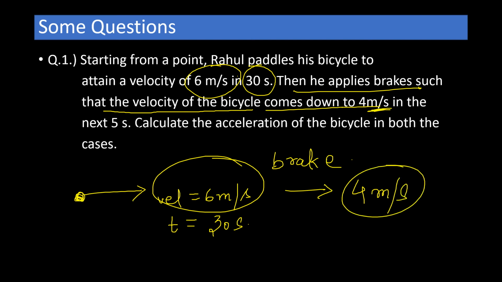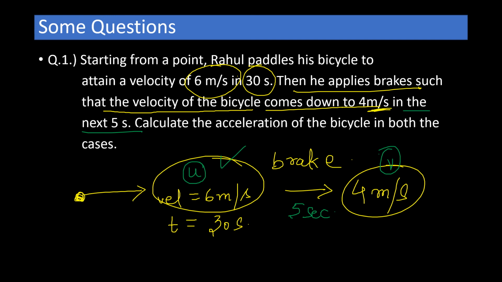So guys, now you can clearly understand here. This is the point where this boy has applied the brake. That means this is the initial point, and this is the final point which represents the final velocity. And the time taken is 5 seconds to slow down to 4 meter per second. So you have to find out the acceleration in both the cases.